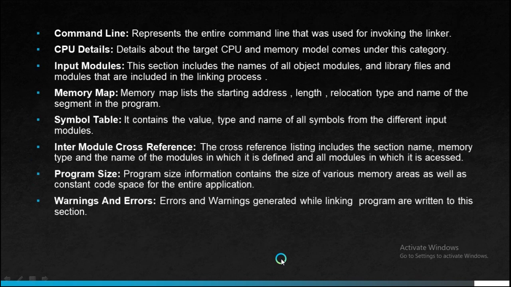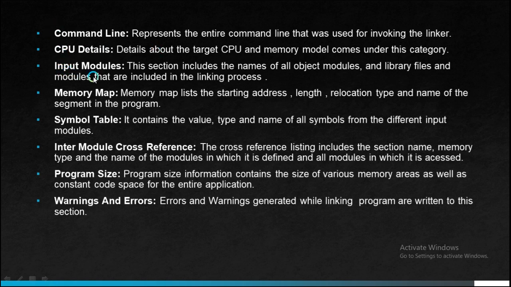Next is the command line. Also it was mentioned in the list file. The command line of the list file is used for invoking the linker and compiler, but the command line of the map file is used for invoking the linker. Next is CPU details. This section is new. It was not there in the list file. CPU details means details about the target CPU and memory model will come under this category.